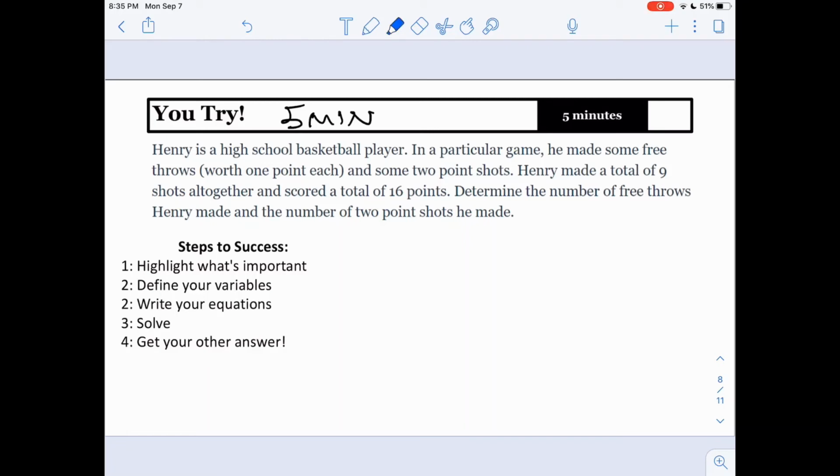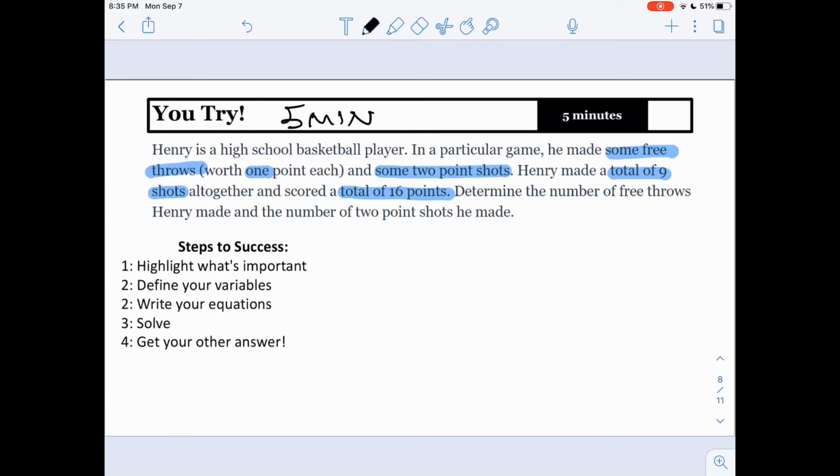All right, let's go over this problem. We see that in a particular basketball game, he made some free throws, we don't know how many, worth 1 point each, and he made some 2-point shots. He made a total of 9 shots, and he scored a total of 16 points.